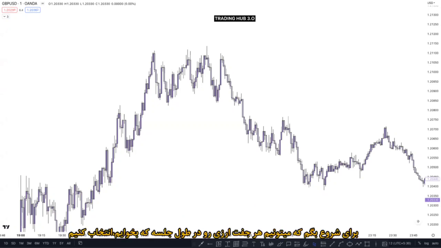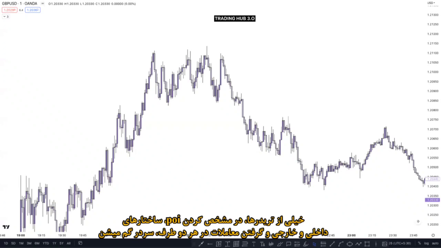Okay, everyone. So let's start. First of all, we can take any currency pair for today's session. A lot of people are confusing and struggling to identify where our POI is, where our internal and external structure is, and in which situation you can trade both sides of probability, right?